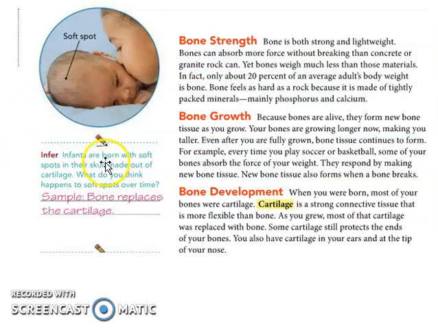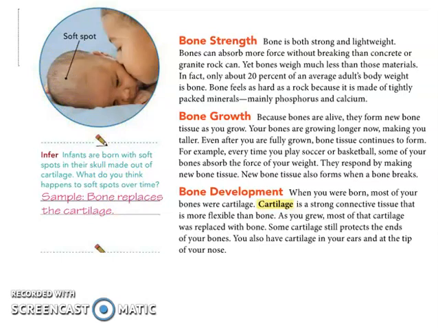Let's make a conclusion. Infants are born with a soft spot in their skull here. If you try to touch the head of your baby brother or sister, there's a soft spot here in their skull, but that is made up of cartilage. What do you think happens to the soft spot over time? The bones replace the cartilage. Over time, that cartilage becomes bone as the baby grows.